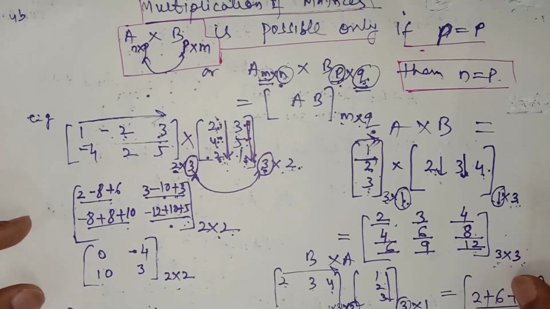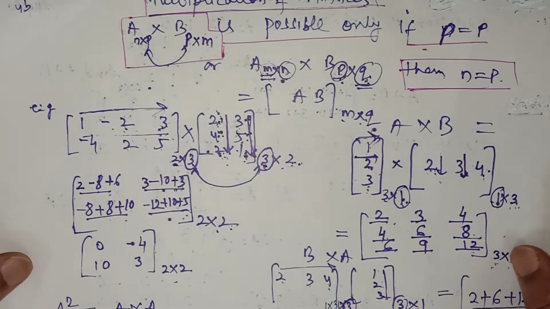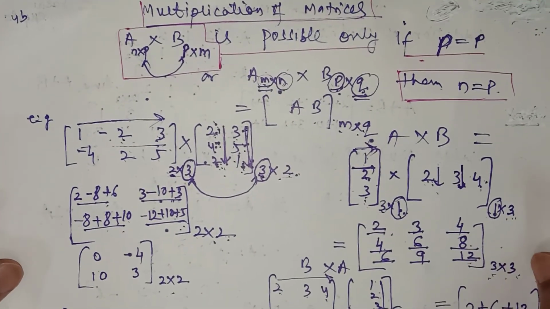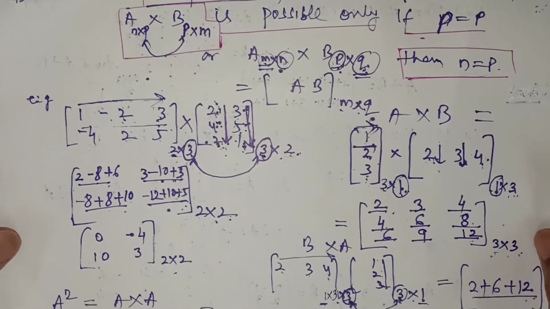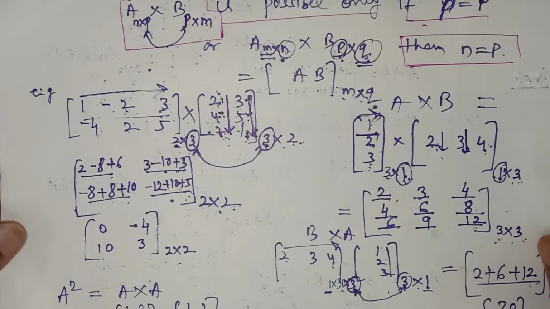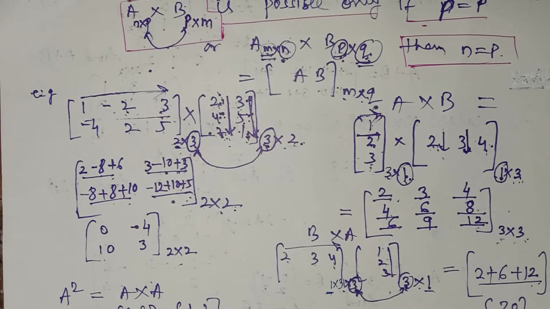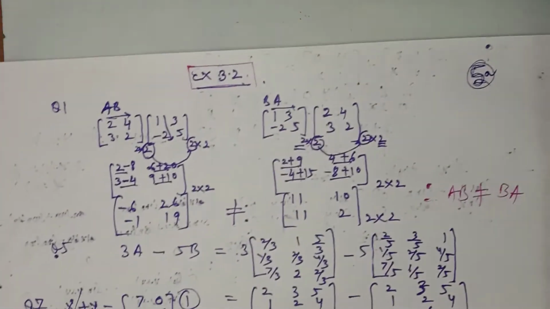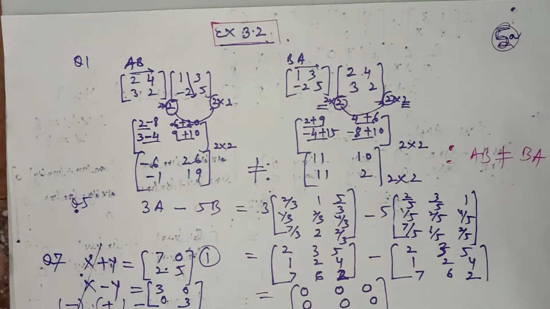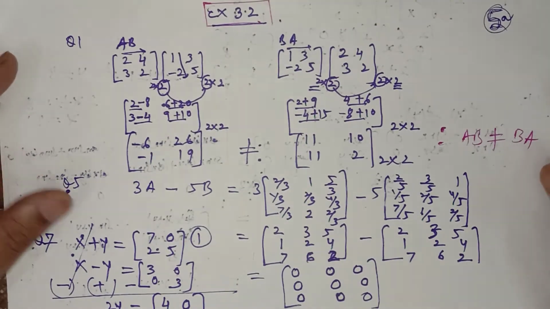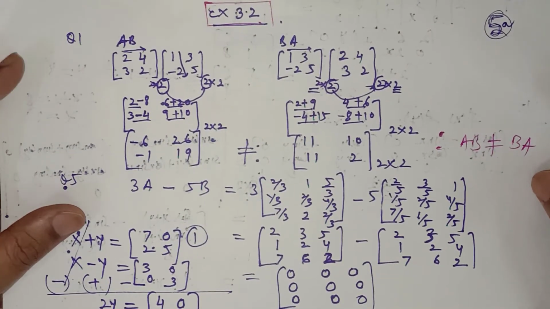So this is the important topic, the multiplication of matrices, and you should do at least 4 to 5 questions of multiplication so that you have a good command over these types of questions. Now we are starting with exercise 3.2, and in question number 1, the first 2-3 parts are very simple. You have to add or subtract the matrices.